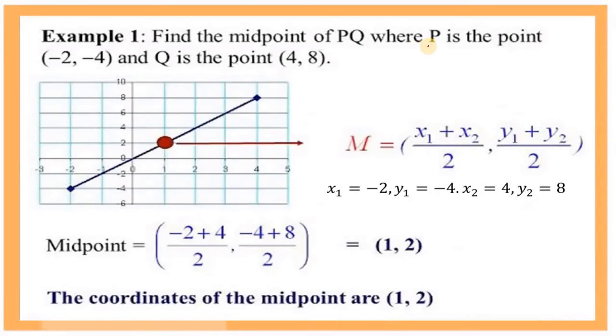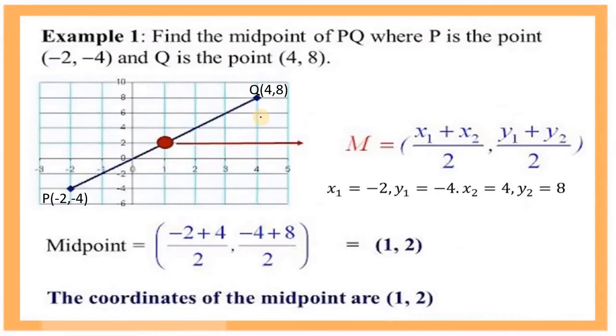Find the midpoint of PQ, where P is the point (-2, -4). This is the point P, that is (-2, -4). And Q is the point (4, 8). And this is the point Q, (4, 8). We should find the midpoint of this line segment.